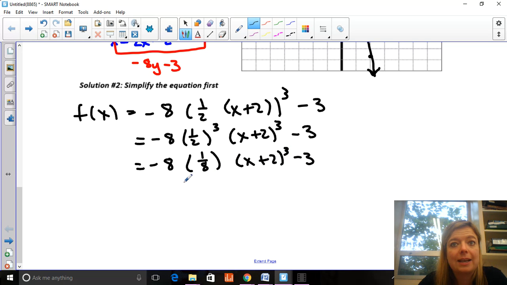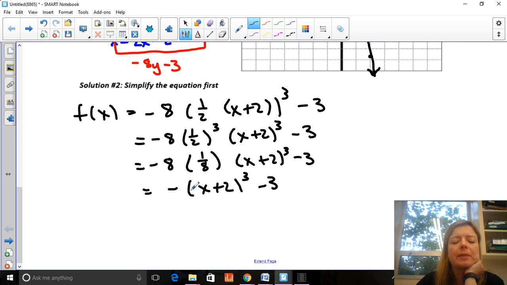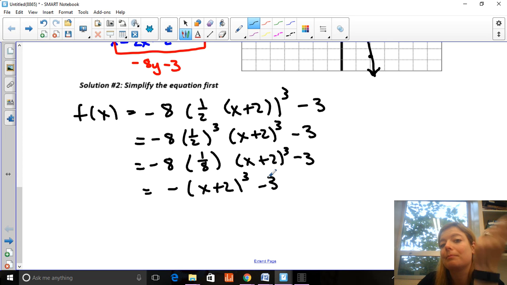So -8 times 1/8 actually just gives us -1. So now we have a much simpler looking cubic, where we could say it's just reflected on the y-axis and then move left 2 and down 3. So you might be thinking, well, that doesn't make any sense. Well, it does, because a vertical stretch by 8 and a horizontal stretch by 2 actually do the exact same thing, whether you believe it or not, when you are dealing with a cubic.